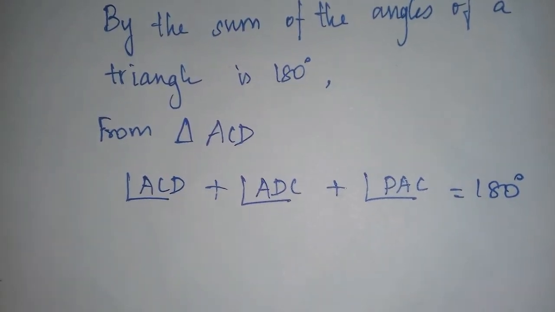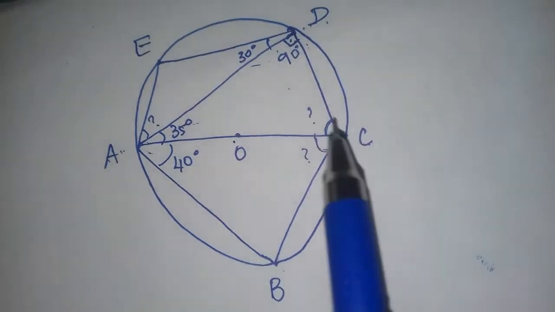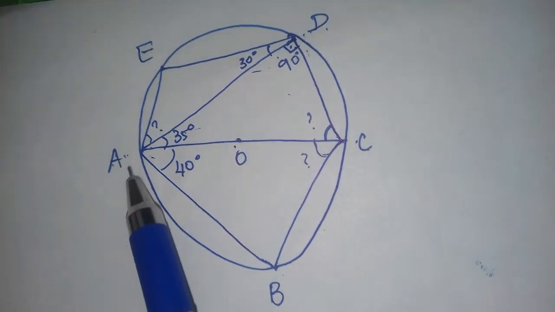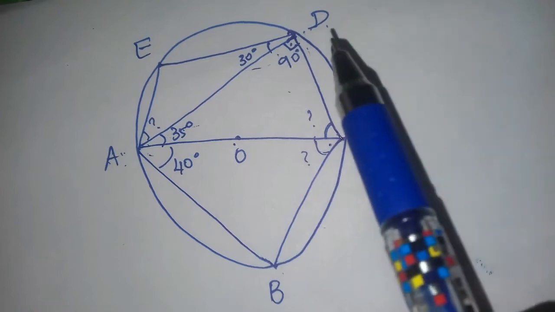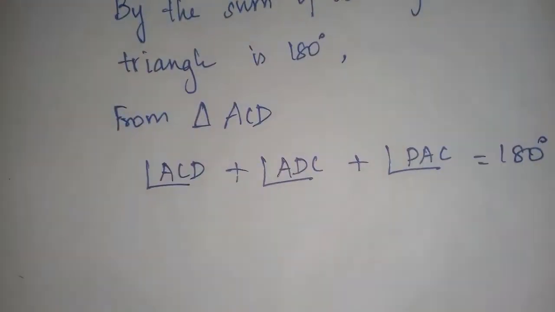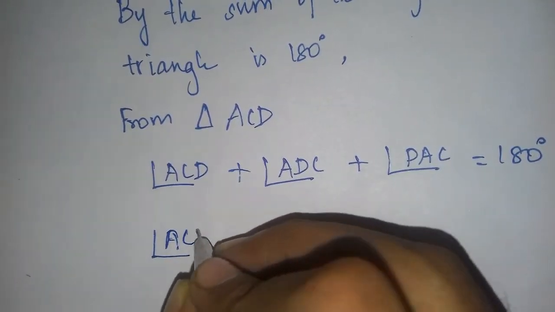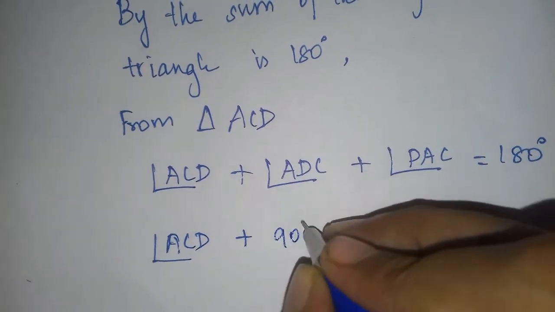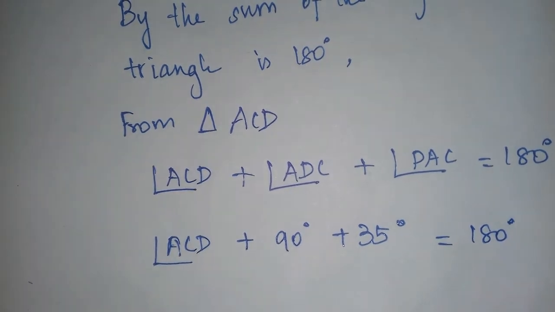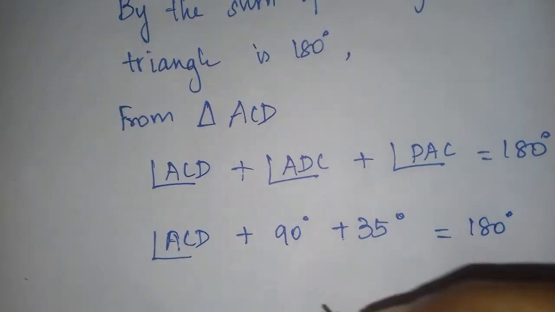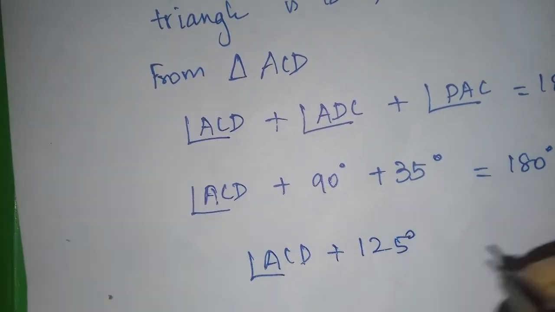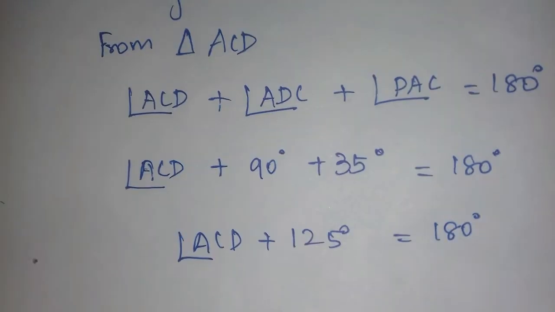What is angle ACD? We have to find angle ACD. Next, angle ADC is 90 degrees and DAC is 35 degrees. Let's write that. Angle ACD plus 90 degrees plus 35 degrees is equal to 180 degrees. If you add 90 degrees and 35 degrees, what will you get? Angle ACD plus 125 degrees is equal to 180 degrees.